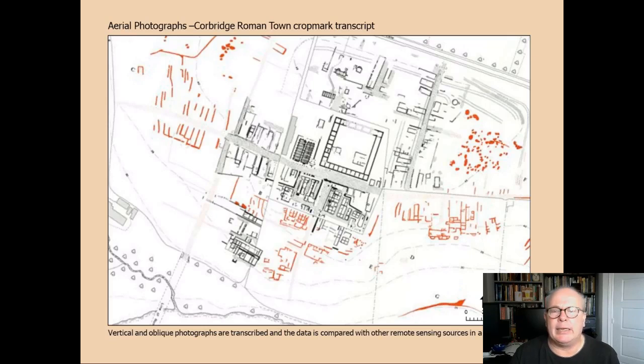You can take the aerial photographs and the UAV data and you can create a transcript from the aerial photographs, and this is a crop mark transcript for Corbridge. And what's happened here is it's taken a whole series of vertical and oblique photographs, and each photograph has been transcribed. So all the stuff in black are the records from the Edwardian excavations, which we'll see in a minute. And all the data that's in this orangey colour, this is data that's been derived from aerial photographs, or from crop marks, or from parch marks.